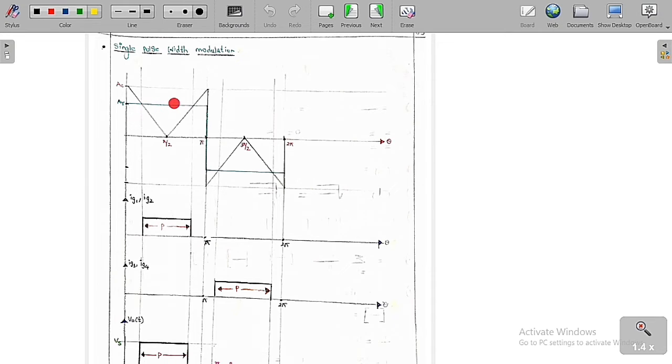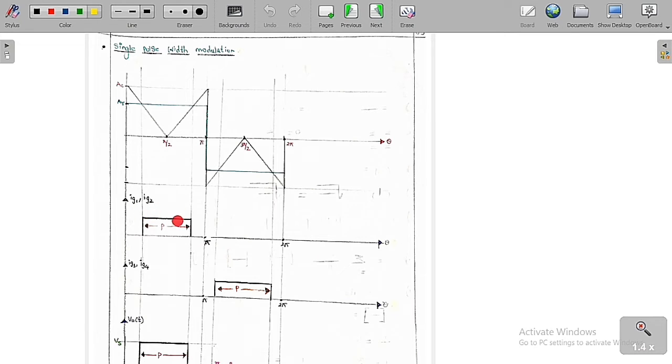You can see clearly that in this range we only have to go for the positive value. The magnitude of the reference signal is more than the carrier signal, so during this time period the amplifier output will be plus Vc, and it is going to trigger the pulse generator. Therefore we get the pulses Ig1 and Ig2 in the range of this period only, where the magnitude of the reference voltage is greater than the magnitude of the carrier signal.